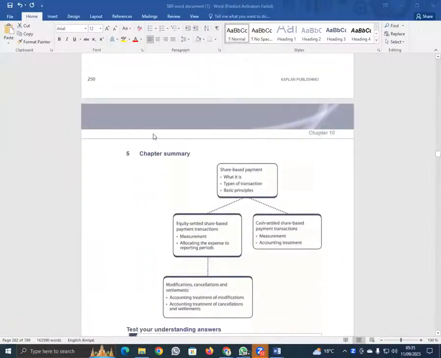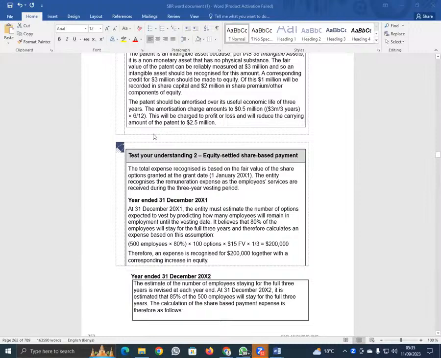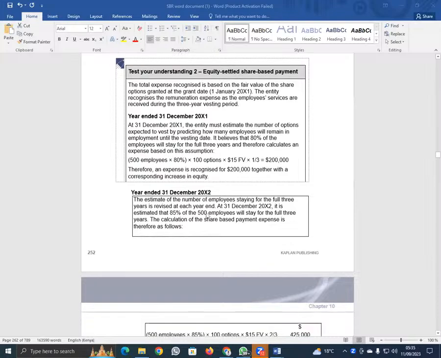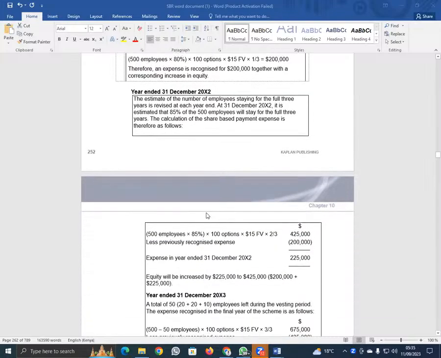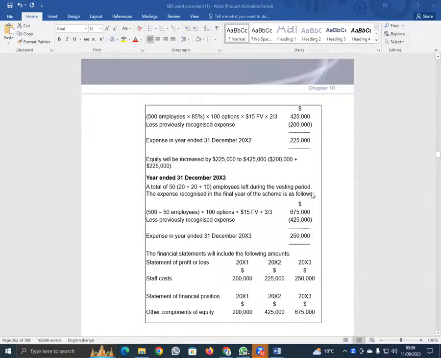So like this test your understanding, at the back here you'll be able to see this answer. At the end of year one, they're basically recognizing 200,000 as the expense, together with a corresponding increase in equity. And then end of year two, the expense will be 225,000.